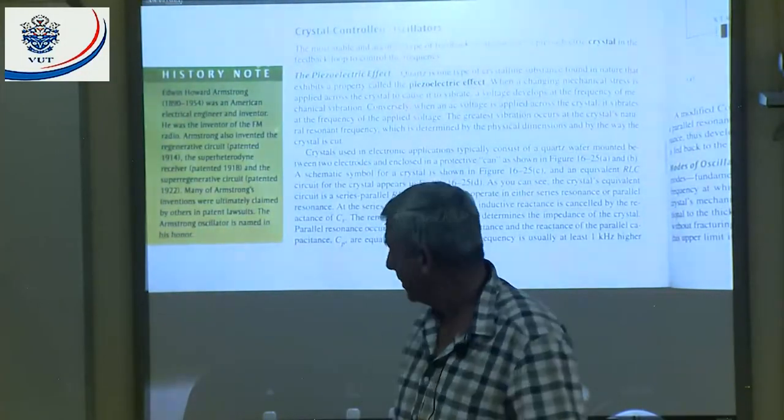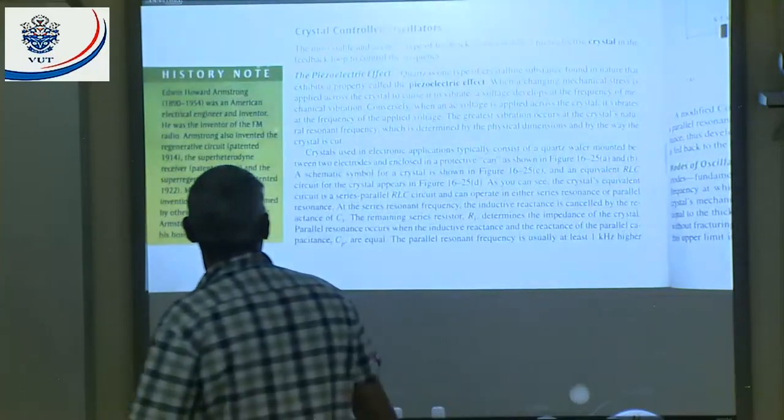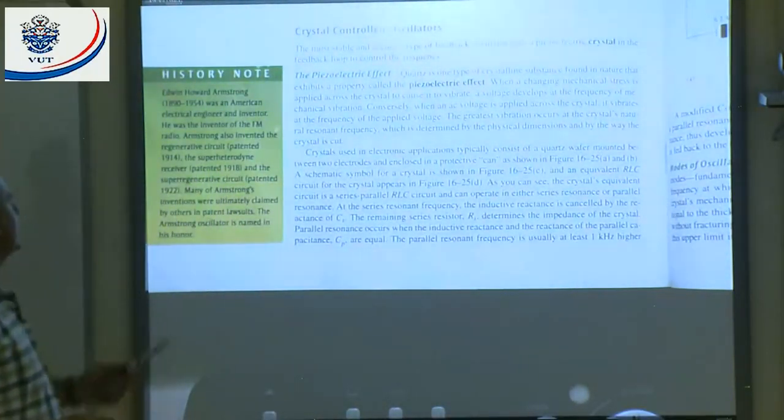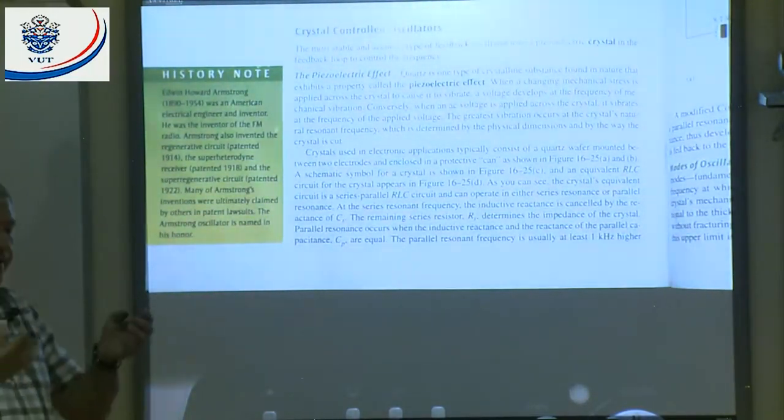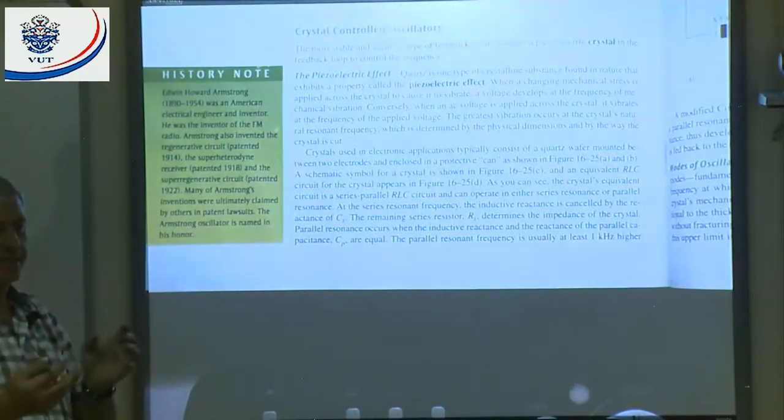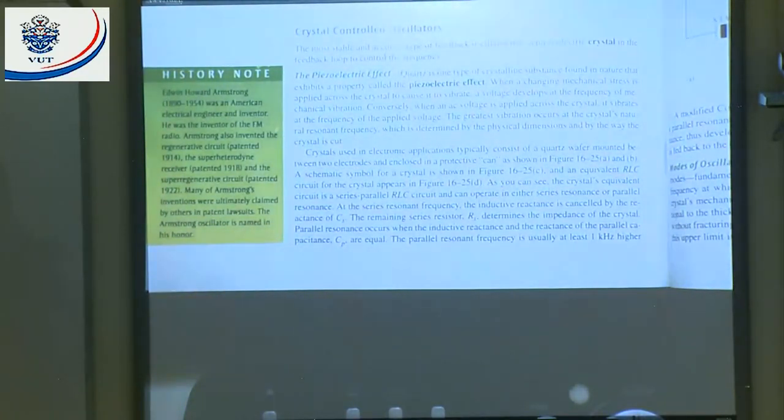All right. But here we can also use a quartz crystal. They say the most stable and accurate type of feedback oscillator uses a piezoelectric crystal in the feedback loop to control frequency. Now, quartz is basically a substance we find in nature. How do they create a crystal? They cut it to certain dimensions, all right? We will come to that.